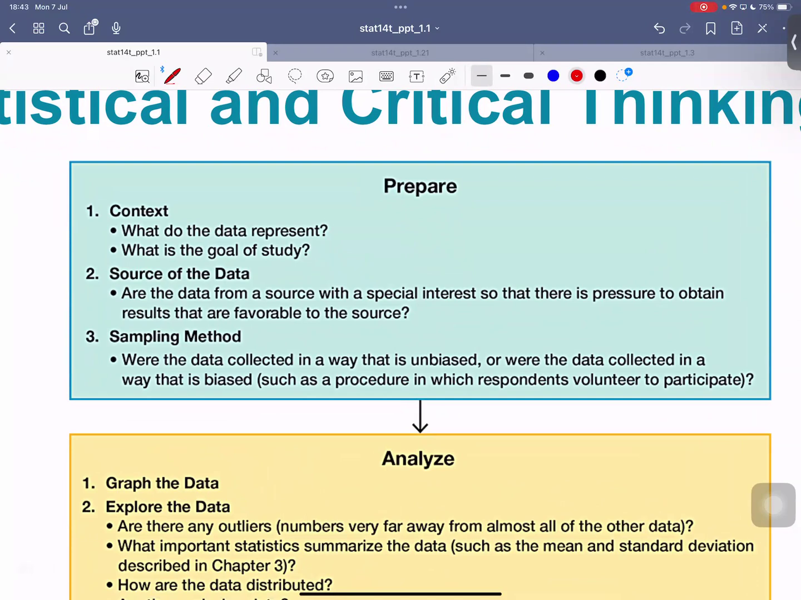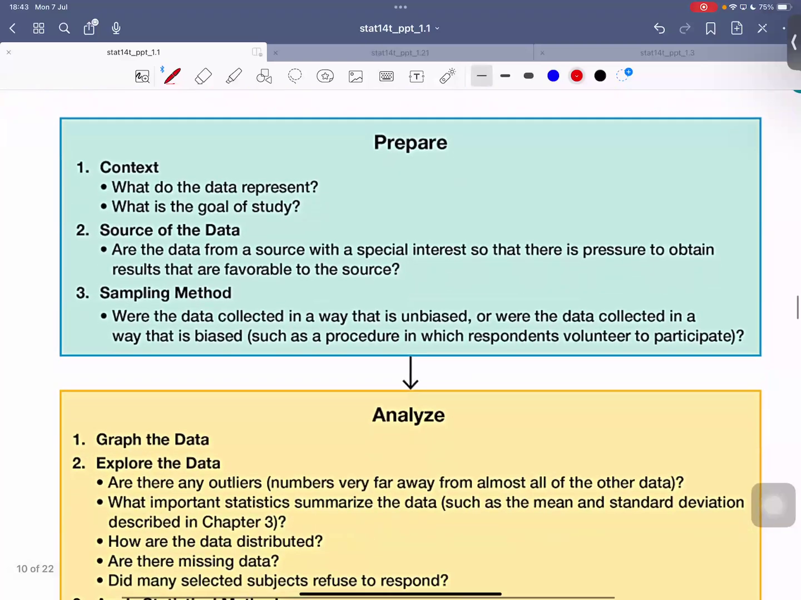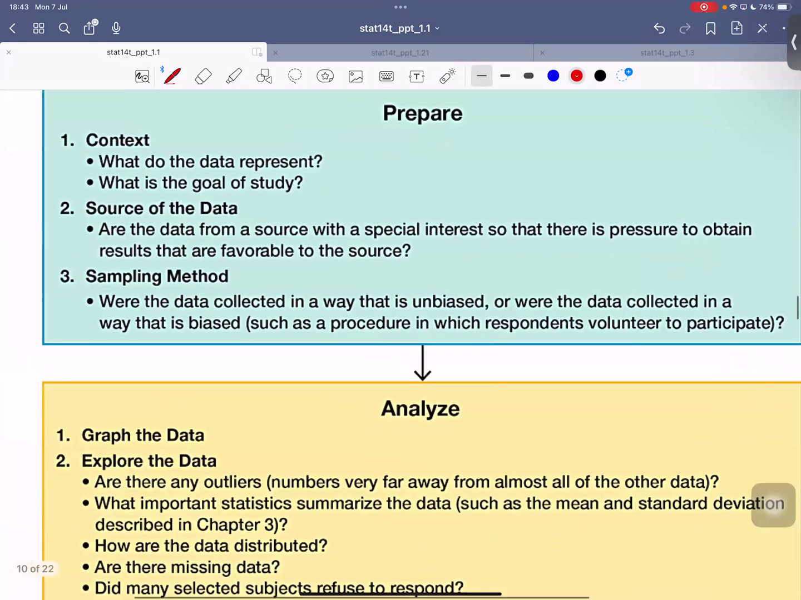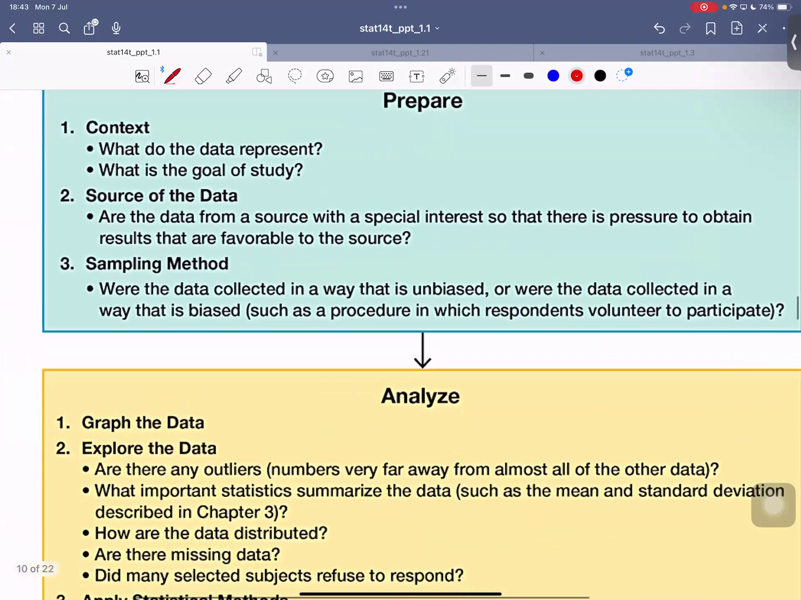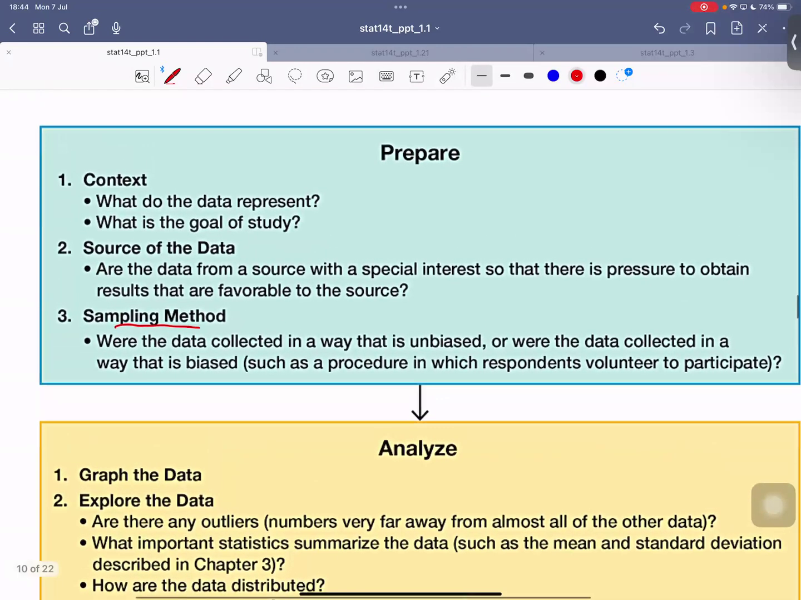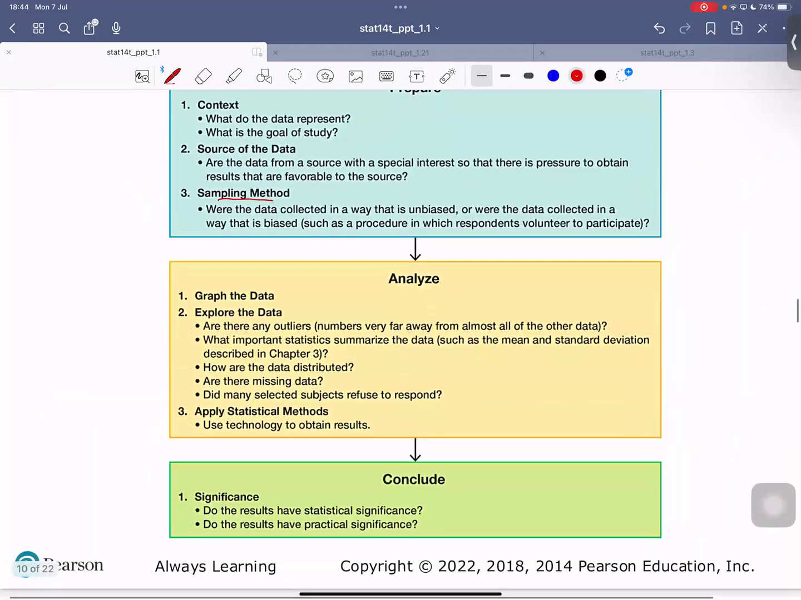What do the data represent? What is the goal of the study? Source of data. So these are the three steps for preparing. Let us focus here; I can show you the slide later. It's going to be in module 1, and you can download it. Source of the data: are the data from a source with a special interest, so that there is pressure to obtain results that are favorable to the source? And the next step is the sampling method. So that is the preparation, and then the analyzing.